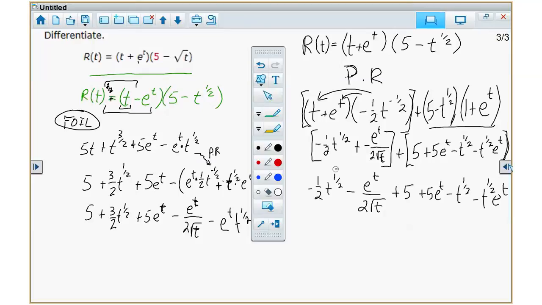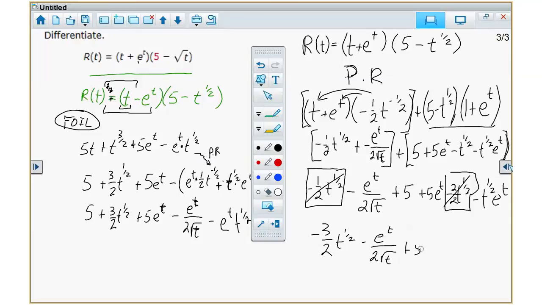Now this right here and this right here, what's in front of this one? 2 over 2, right? Which is 1. And 2 over 2 minus 2 over 2 minus 1 over 2 is what? Negative 3 over 2 t to the 1/2 minus e to the t over 2 square root of t plus 5 e to the t minus t to the 1/2 e to the t.